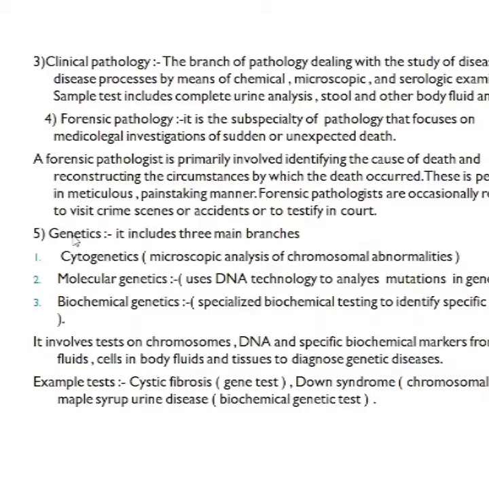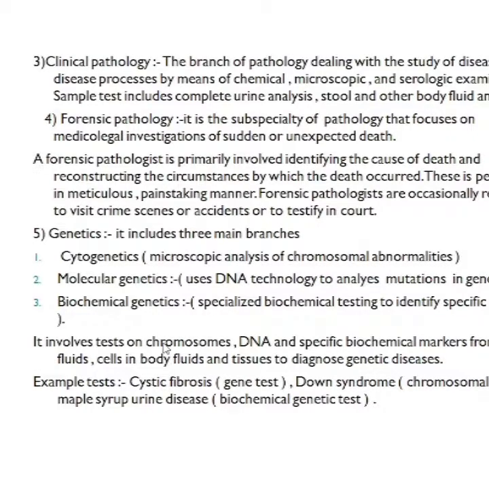Genetics includes three main branches: cytogenetics, molecular genetics, and biochemical genetics. What is cytogenetics? Microscopic analysis of chromosomal abnormalities is called cytogenetics. Molecular genetics uses DNA technology to analyze mutations in genes. Biochemical genetics is specialized biochemical testing to identify specific markers.